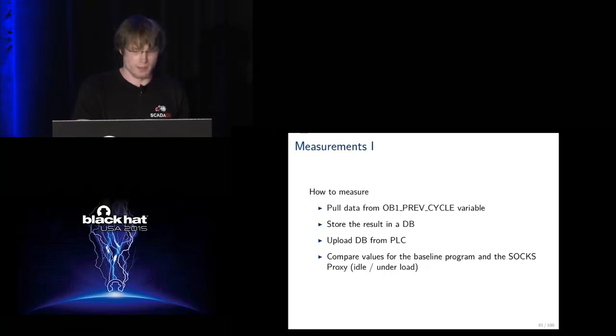But how to measure the cycle time? Cycle time measuring is pretty simple. OB1 has a special variable where it stores the previous cycle time. We simply take that value and store it in a data block. Then we can download the data block from the PLC and have a series of test values which we can analyze. We tested 3 different scenarios. We used the baseline program, which does a lot of memory-intensive operations. And then we have 2 scenarios where we uploaded the proxy. In one, it was idle, and in the other one, we downloaded a huge program through this SOX proxy.